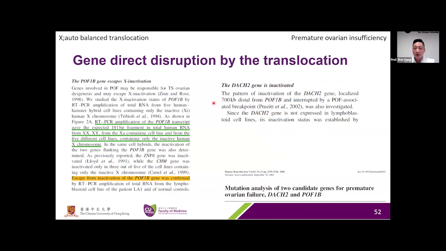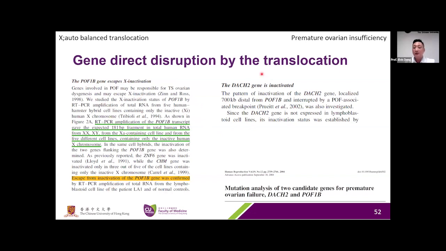Gene disruption has been reported in some of the literature. In the old days, one paper discussed two genes directly disrupted by the breakpoint junction. One is POF1B, the other is DACH2. Both of them are located very closely. But the reality is that when disruption happened in POF1B, they found there was still expression of this gene in the particular case, and they considered it might escape inactivation in the normal chromosome X for this gene.